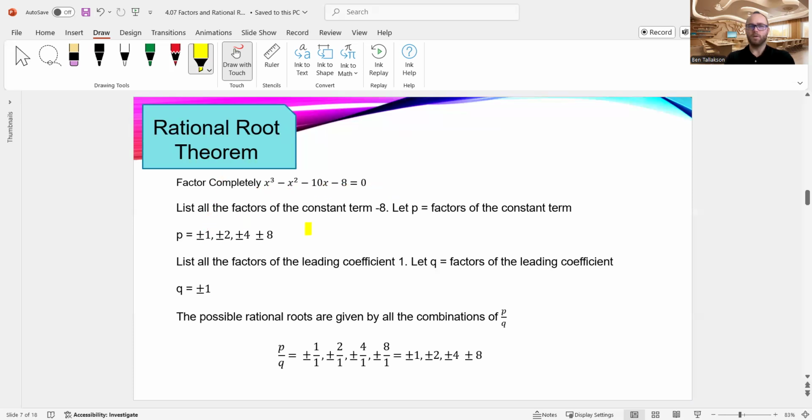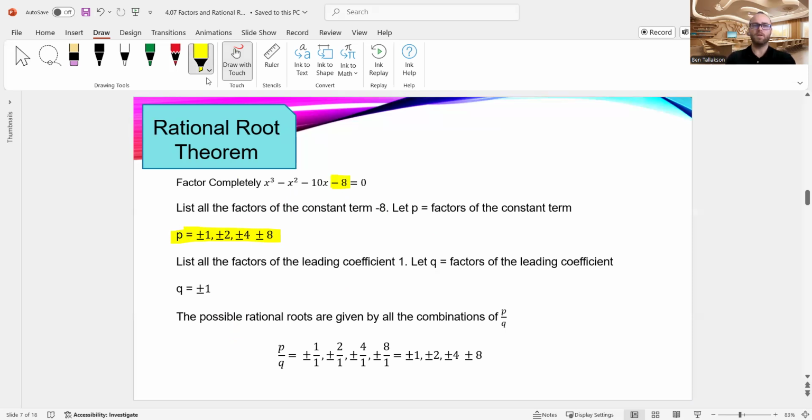So remember, P is all of the factors of the constant term. In this case, it was -8. So you list out all the factors. 1 times 8 is 8. 2 times 4 is 8. And for these factors, you always include the positive and negative case.